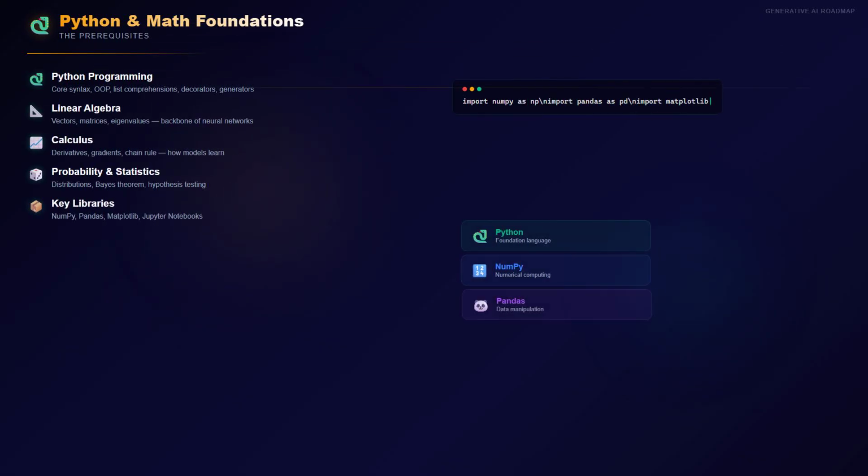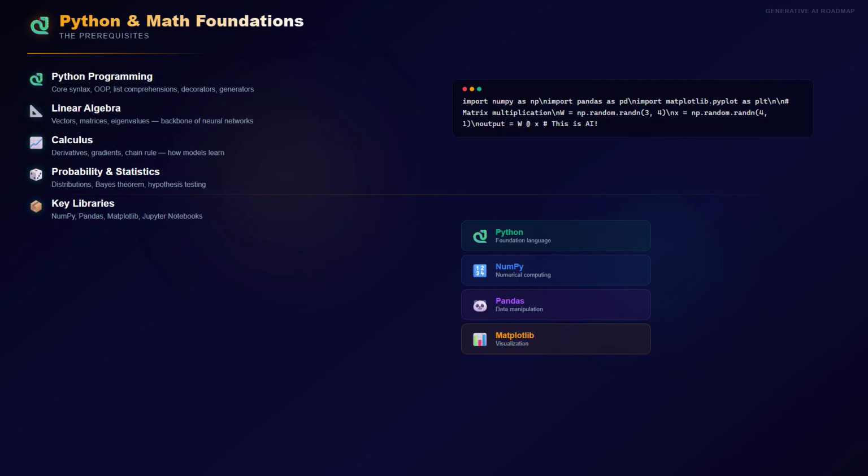Every Gen AI journey starts with solid foundations. Python is the universal language of AI. You need to be comfortable with core syntax, object-oriented programming, list comprehensions, decorators, and generators.